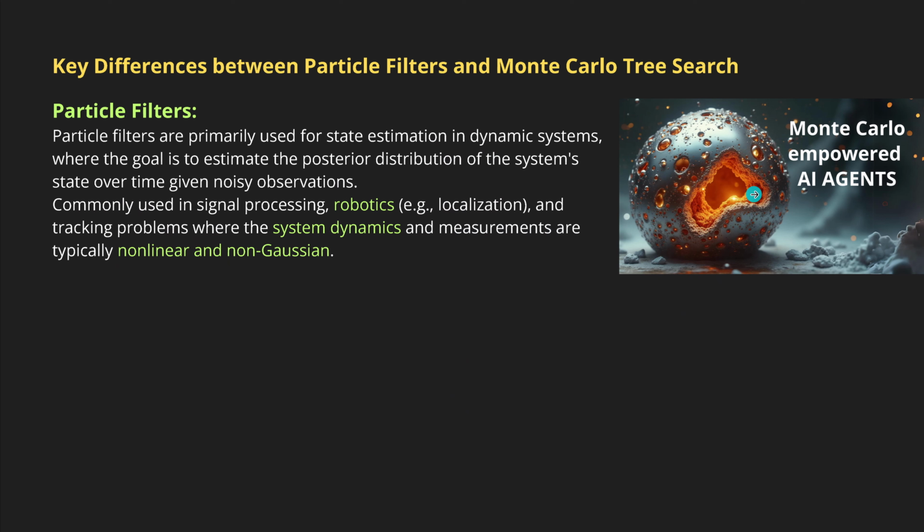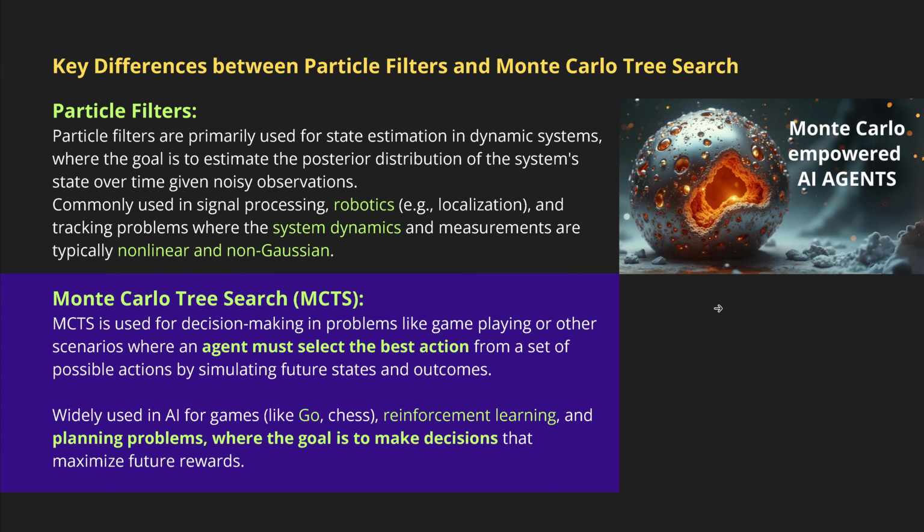Now, in the last video, as I told you, particle filters are primarily used for state estimation in dynamic systems, where the goal was, as I showed you, to estimate the posterior distribution of the system state over time, given noisy observations. We apply this in robotics and, of course, in system dynamics, where we have non-linear and non-Gaussian distributions of our data. And now we use Monte Carlo again, but in a different application. We go for tree search.